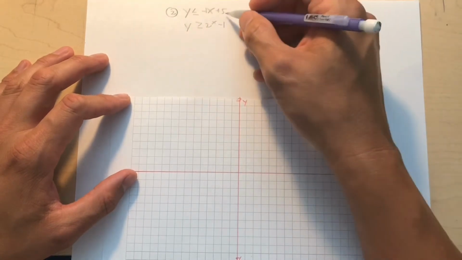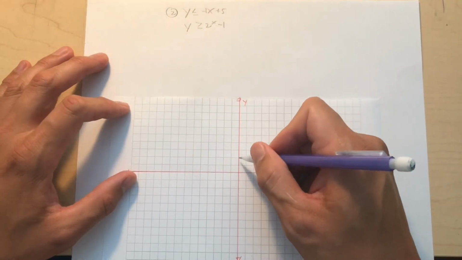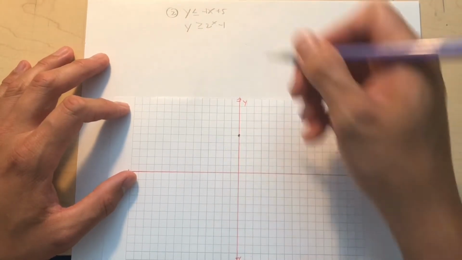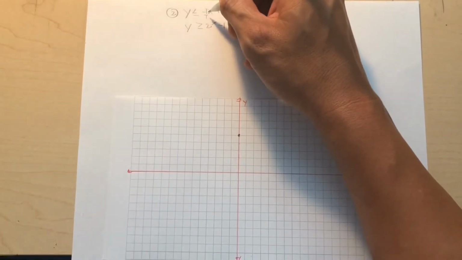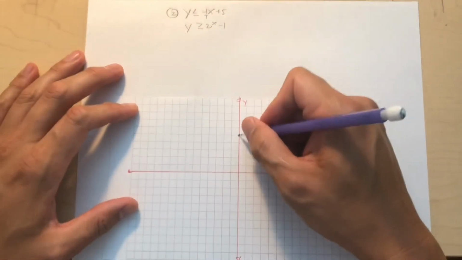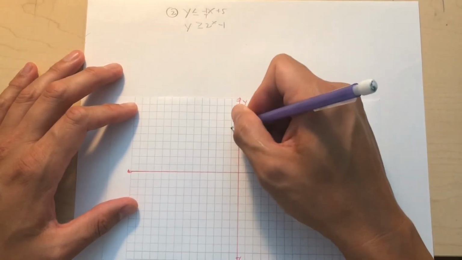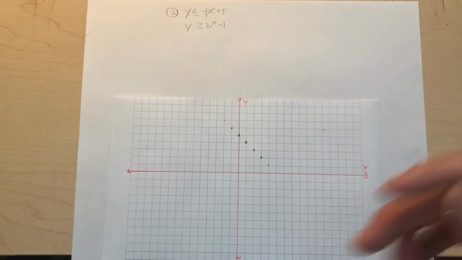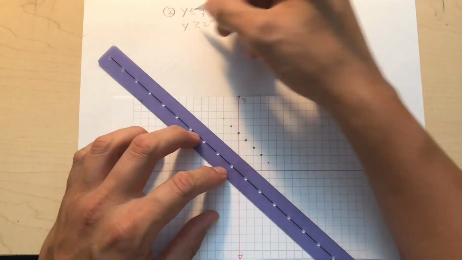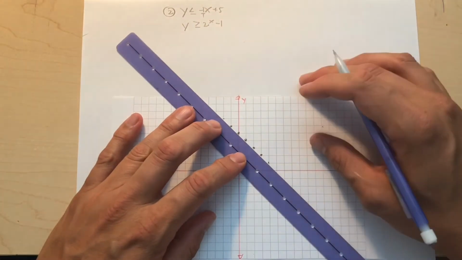Let's graph the first one. We start off at 5, 1, 2, 3, 4, 5. And looks like our slope is negative 1 over 1. So then I'm gonna go down 1 to the right 1, down 1 to the right 1. I put a bunch of them, so when I graph, it's just easier. All right, so let's go and graph that. Again, nice solid line because it's an equal sign. I'm going to do that now.